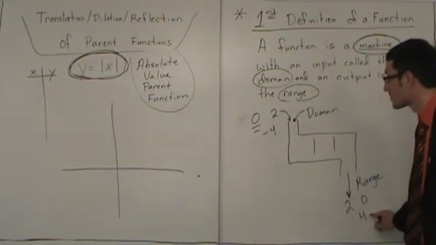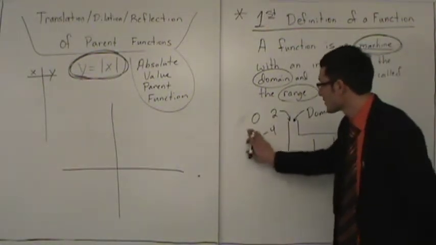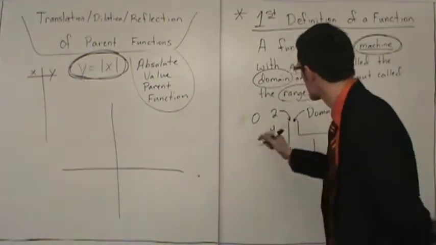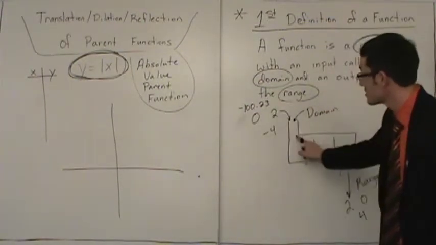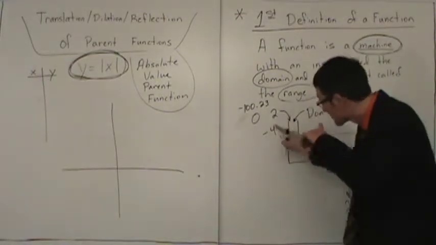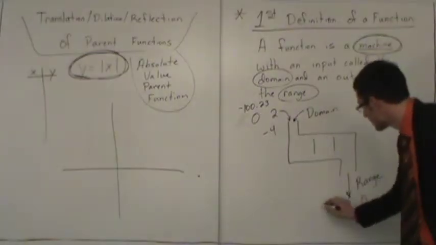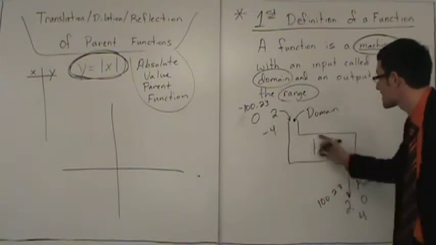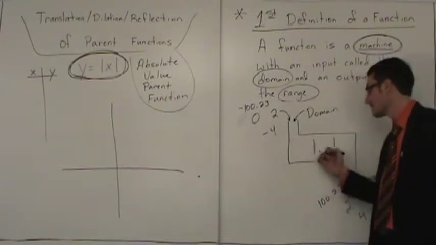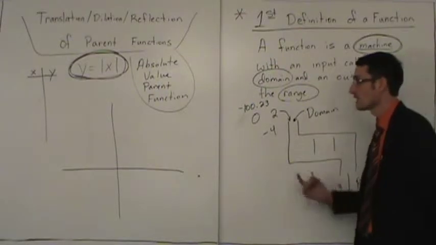4. So we get an output of 4. Okay, you're starting to see, looks like any number can go in, and that's the case. What about negative 100.23? Can negative 100.23 go into the machine? Yes. If we put in negative 100.23, we get what? Crunch, we get 100.23. Basically, the machine is making every number positive, or leaving it alone.